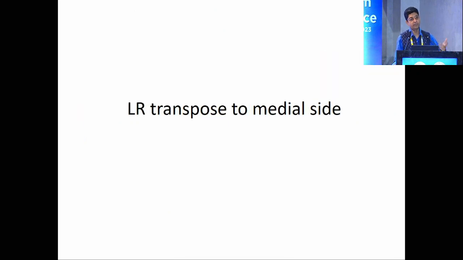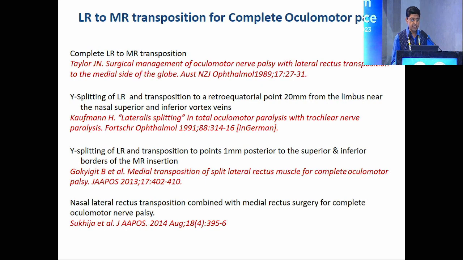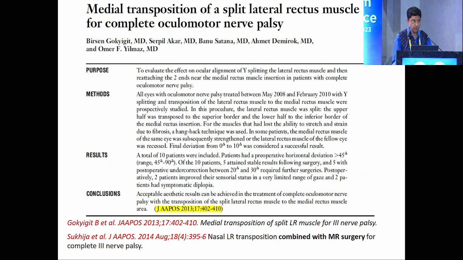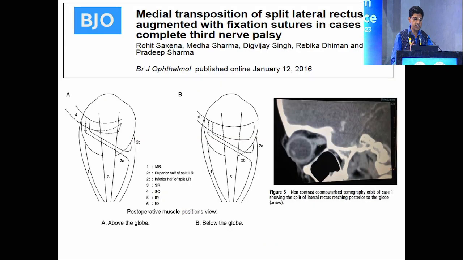The new kid on the block, or something which now world over is being talked about, is the lateral rectus transposition to the medial side, or the NSLRT. And again, this has been fairly old in description, but recent in revisiting, and a lot of discussion has gone on. Dr. Gokyigit from Turkey had actually revisited it and talked about it, and essentially there was this shortcoming of that procedure, that it left a little bit of residual. So we modified it, and we started while transposing the split lateral rectus to both sides of the medial rectus. We added a posterior fixation suture, which gave us a lot of very successful results.